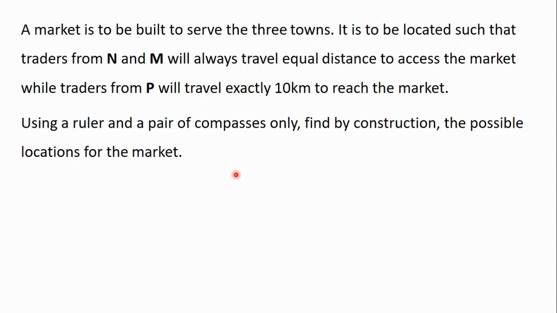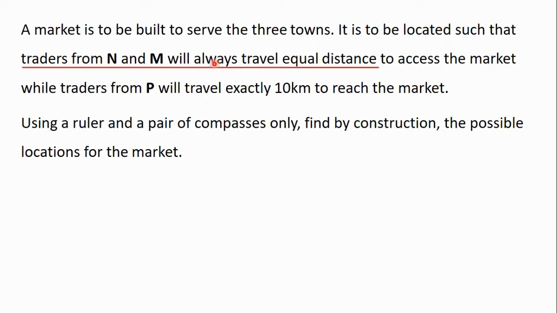In the previous video, we saw that there are three towns, town M, town N, and town P. And using the distances between the three towns, we were able to construct the triangle MNP. For the second part of the question, we are being told that a market is to be built to serve the three towns. We know that in building a market, one of the key things you have to consider is the location. In order to get the location, we have been given two conditions.